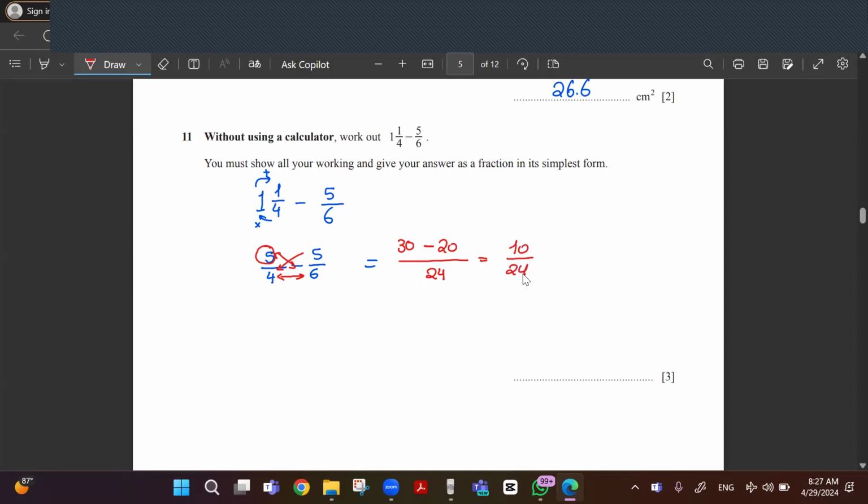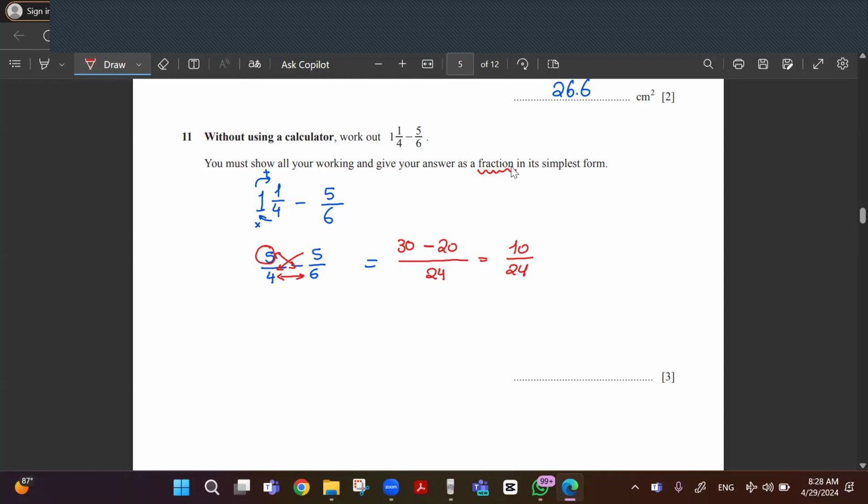Did I finish? No. I have to check two things. If it could be simplified, meaning divided up and down by the same number, or if it is an improper fraction, I should look at the question. If he wants it as a fraction, I will leave it as an improper fraction, or if he asked me to write the answer as a mixed number. So do not forget to check the question.